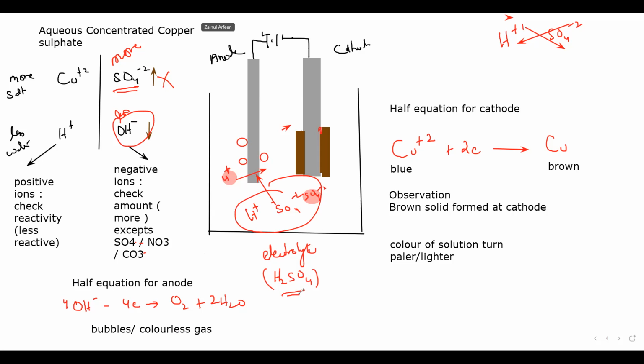So this is the electrolysis of aqueous concentrated copper sulfate solution. It is very important. You will find in the exam almost every year they ask a question regarding the electrolysis of aqueous concentrated copper sulfate using platinum or graphite electrodes. So you should learn these observations. There will be a brown solid, the solution will get lighter, and we'll also observe bubbles of oxygen.